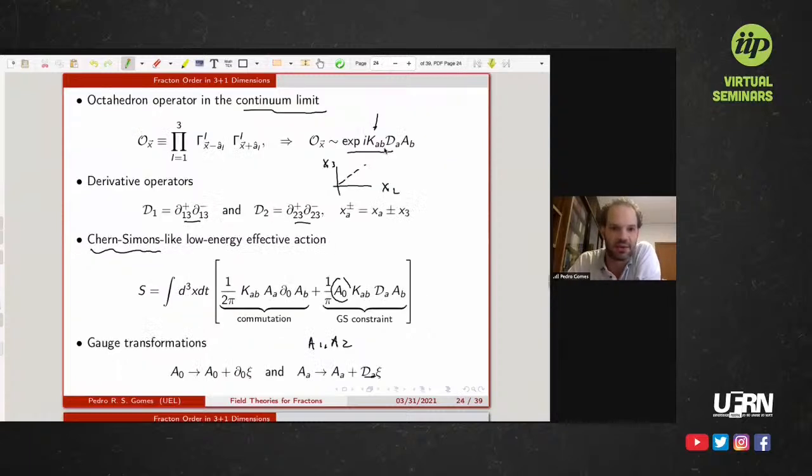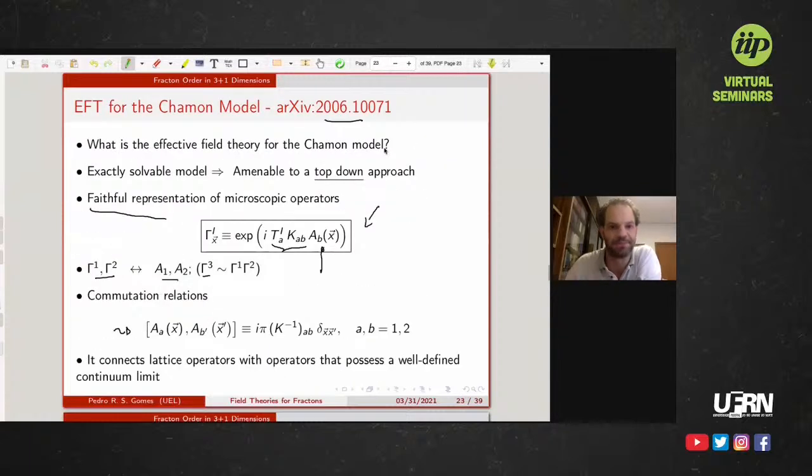Let's go back a little bit. Thank you for the question. We see that essentially these index structures here are not space-time indices. So B goes from 1 to 2, since we need 2 independent fields here. So we have 3 fields, A0, A1, and A2, but these 2 indices are not related to space-time. Is that clear?